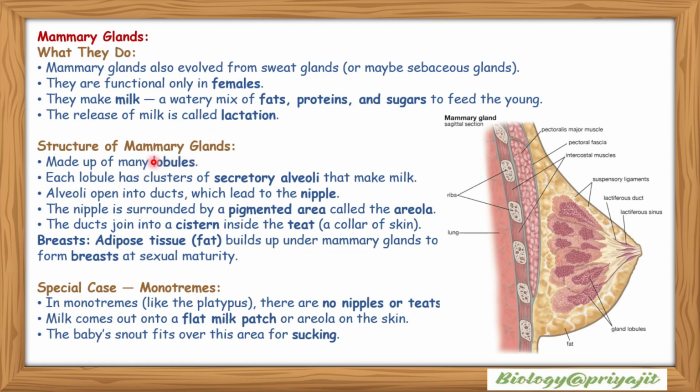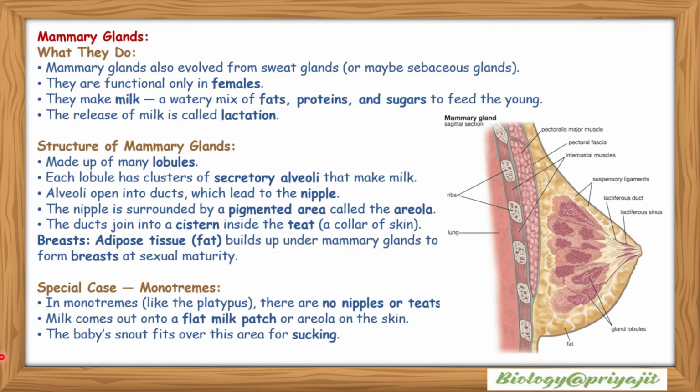Structure of mammary glands: they are made up of many lobules. Each lobule has clusters of secretory alveoli that make milk. Alveoli open into ducts which lead to the nipple. The nipple is surrounded by a pigmented area called the areola. The ducts join into a cistern inside the teat or a collar of skin. Breast. Adipose tissue or fat builds up around mammary glands to form the breast at sexual maturity.